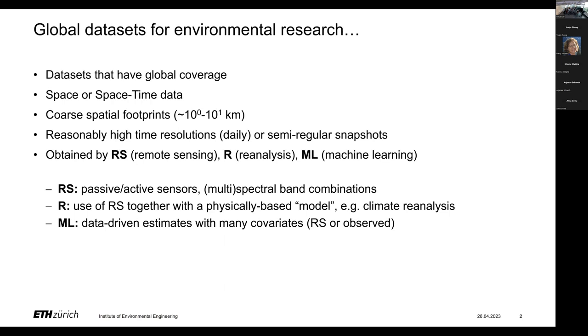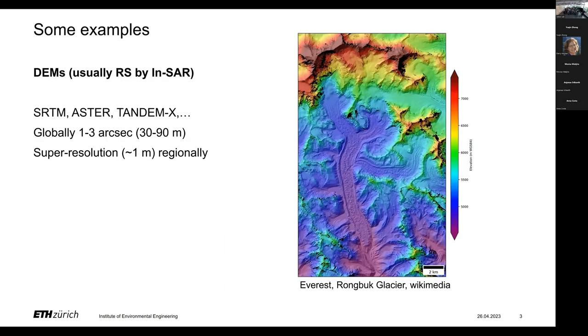So let's look at some examples. DEMs, you've all been using DEMs, usually derived by remote sensing, most commonly by synthetic aperture radar, SAR type datasets. This is Everest or the Rongbuk Glacier, SRTM and TanDEM-X, globally about 30 to 90 meter resolutions. Of course, regionally, we can have much higher spatial resolutions.